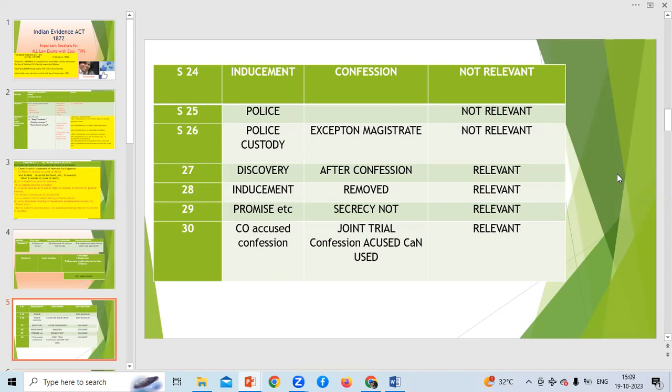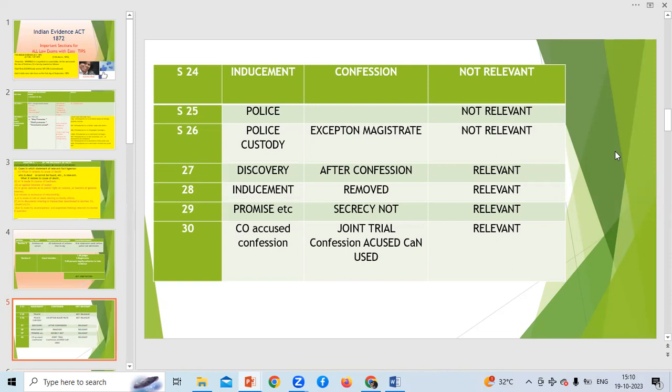Section 29. Promise, etc. Secrecy. With this secrecy, promise and all other things, whenever the police says that we will reduce your punishment, or any kind of threat or promise is given, the confession will not be relevant.